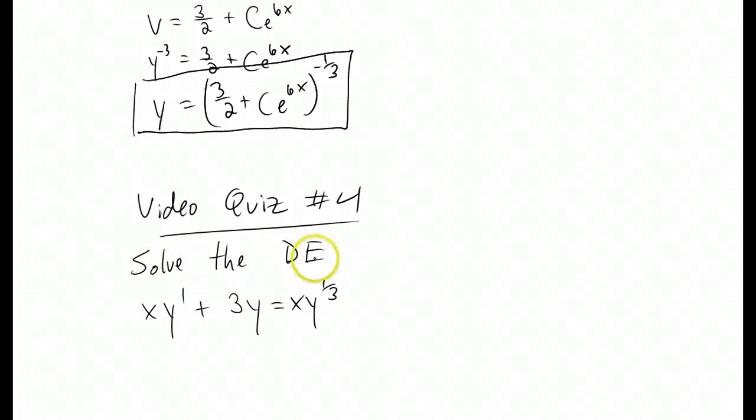Solve this Bernoulli differential equation. Make sure that you put the thing in the right form first before you start making too many substitutions. This one is pretty fun because you get to solve a slightly more complicated first-order linear differential equation in the process. So good luck, and I'll see you in class.